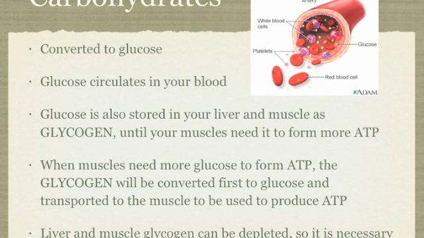And so carbohydrates are a main source for energy production, and any carbohydrates that we eat are broken down into their simplest form of glucose, and glucose then circulates in the blood and can be delivered to the muscle for ATP production. But glucose is also stored in the form of glycogen in both the liver and the muscle. So when we start to deplete our glucose stores in our circulating blood, glycogen can be broken down and form glucose, and so we have this new supply of glucose available to us.